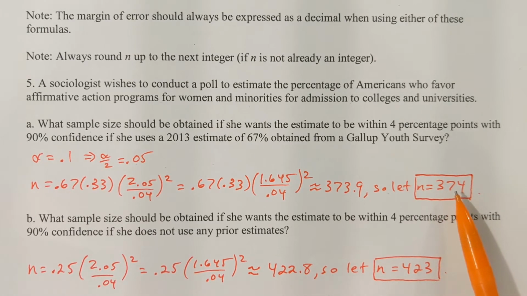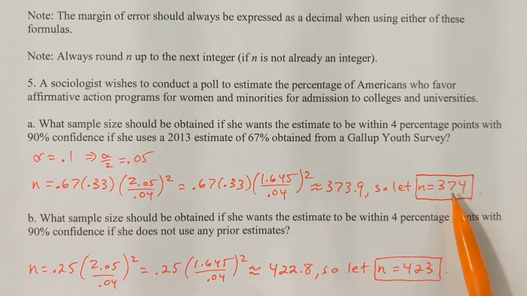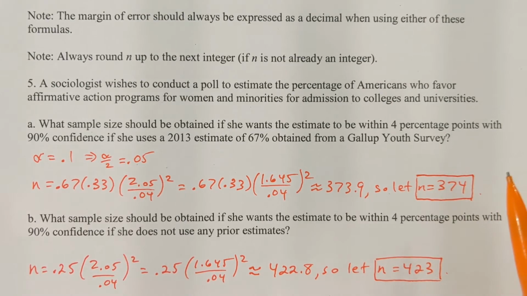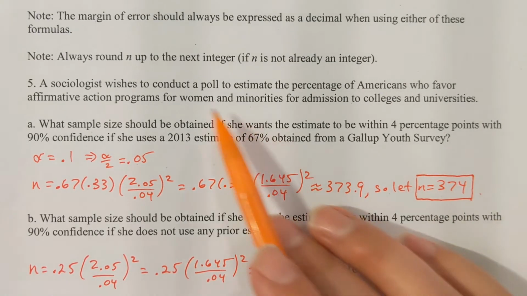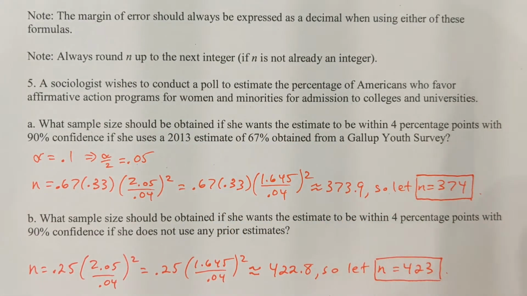You know, if she had 900 people participating, then great. That's more than enough. But 374 would be the smallest possible sample size in order for everything to work out here. That would be what she wants happening ahead of time.